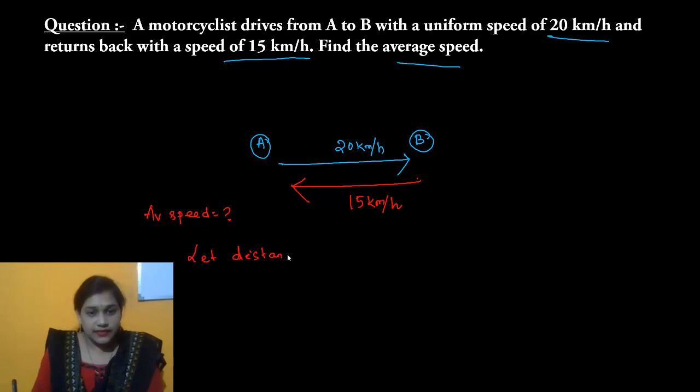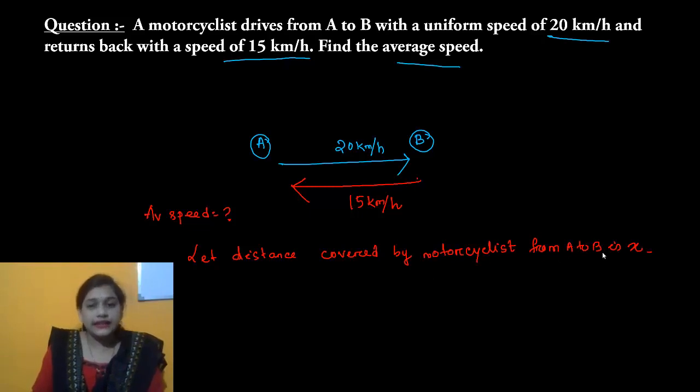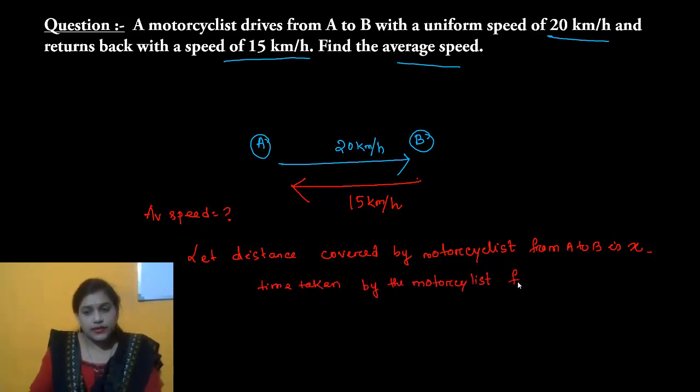So let the distance covered by the motorcyclist from A to B be X. Then again he returned from B to A, that is also X. Then we will calculate the total distance, then divide by total time. So the distance covered from A to B is X. Then we have to find the time taken by the motorcyclist from A to B.